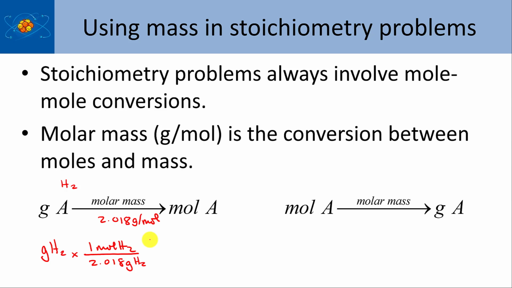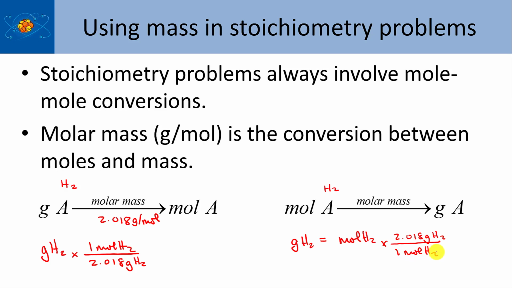On the other hand, if I had moles of A and wanted to know how many grams of A I produce, then I would also use the molar mass. Again, let's say it's hydrogen, and my molar mass is 2.018 grams per mole. Then to get the grams of hydrogen, I would start with moles of hydrogen from my mole-mole conversion, for example. And then I could multiply by 2.018 grams of hydrogen for every 1 mole of hydrogen.